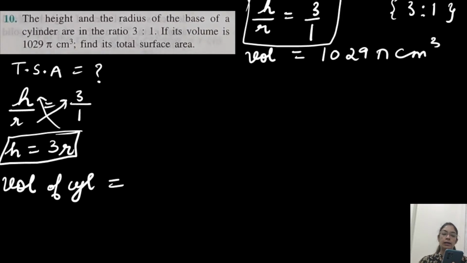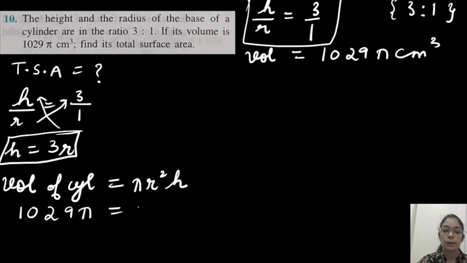What is the formula of volume of cylinder? It is equal to pi r square h. Now we'll just substitute the values. Volume of cylinder is given to us as 1029 pi. Pi, let it be in this form only. R square, let it be r square only. H, we got this is equal to 3r. So let me substitute its value as 3r.